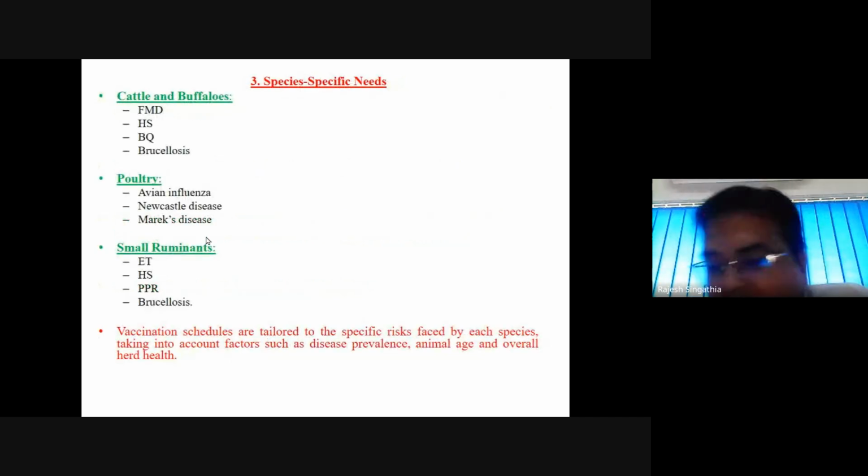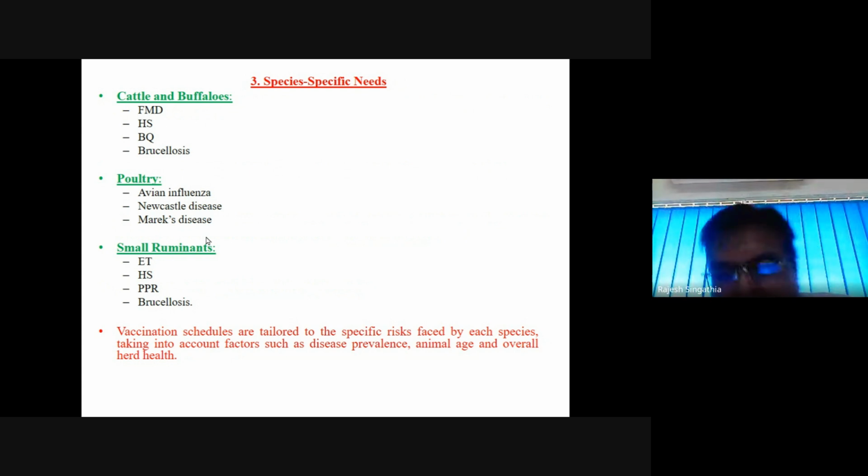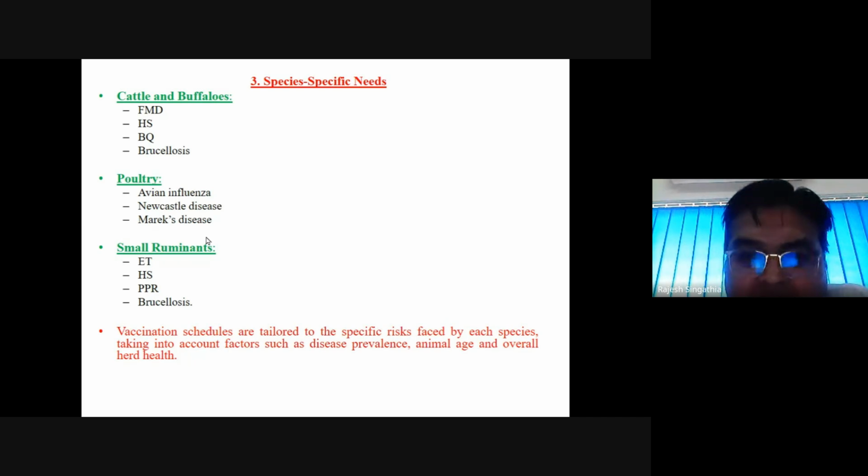Next important is species specific needs. So in India, we know that India has a vast livestock population, including a variety of species such as cattle, buffalo, goat, sheep, pig, and poultry, all of which may require different vaccines and vaccine schedules. So there are different species, and they have different vaccines and different vaccine schedules.